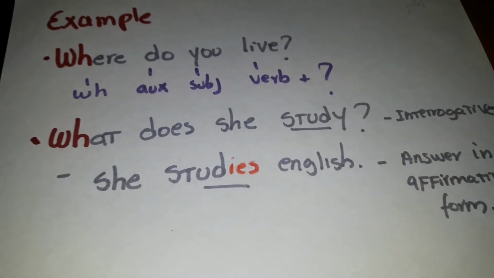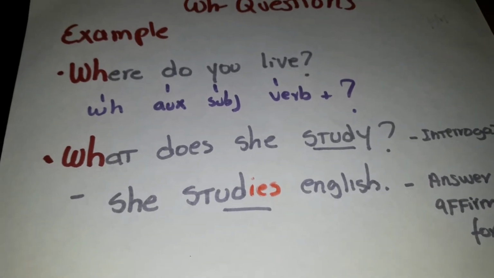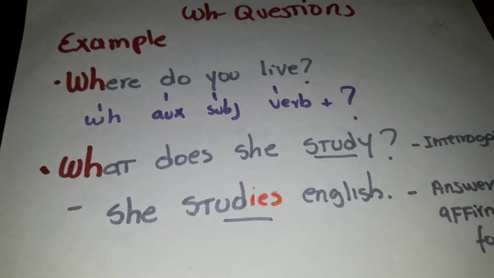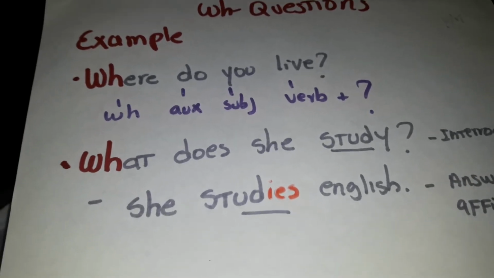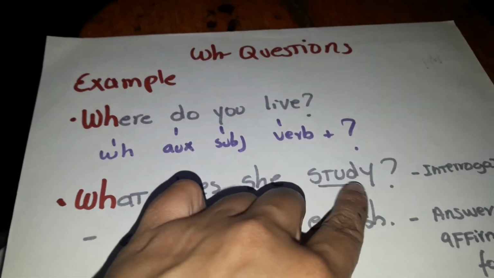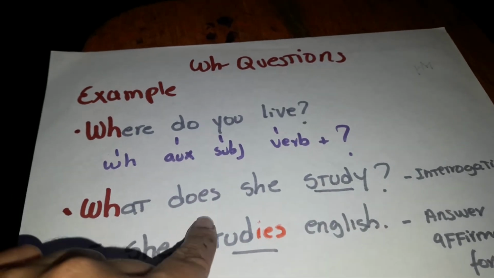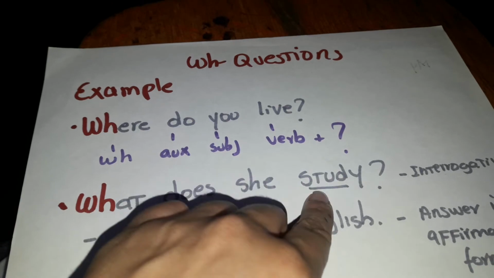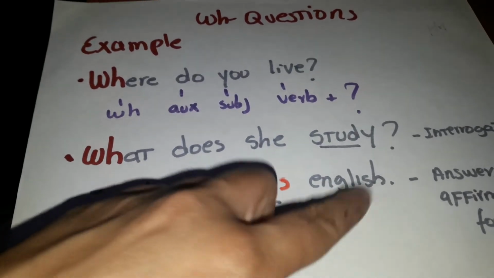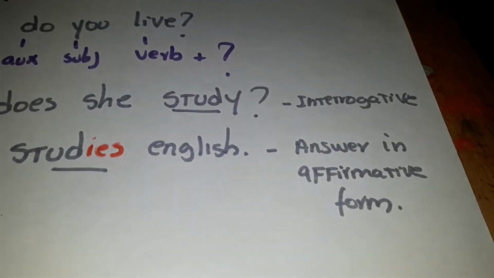Another example. What does she study? WH question, look at the example: auxiliary, in this case, does, subject, she, and the verb is study. As I said in the previous example, when you have does, it's not necessary to put s or ies or something like this on the verb, because does is enough. The verb is normal in this way, okay? And she studies English. In the answer, it is necessary. Why? Because the answer is an affirmative form.